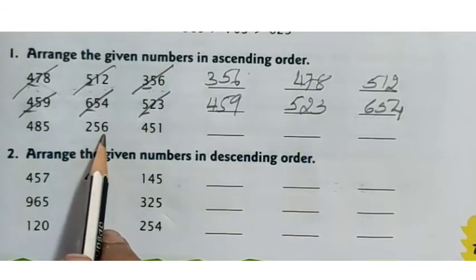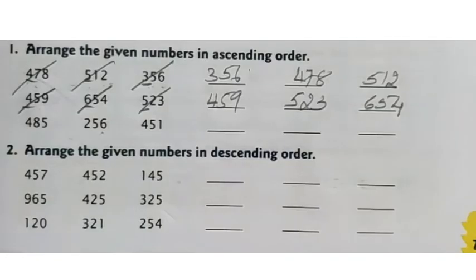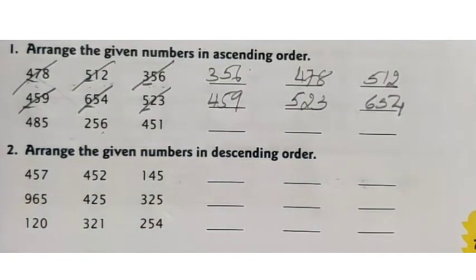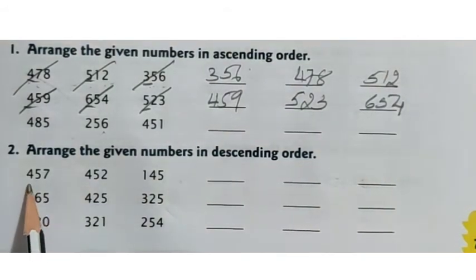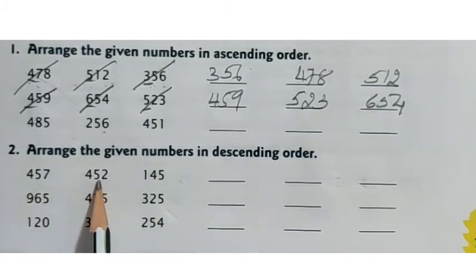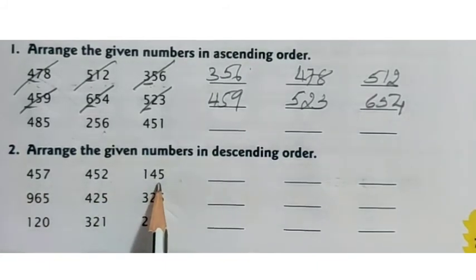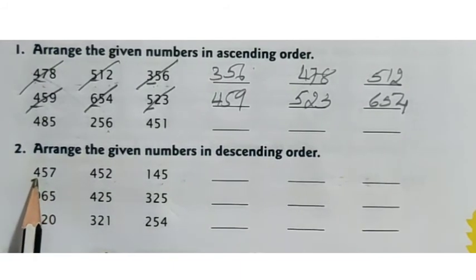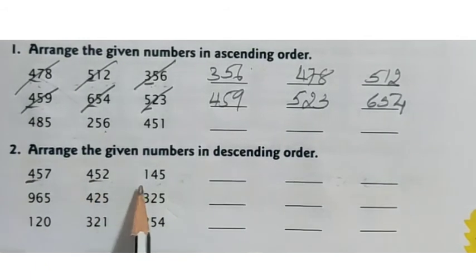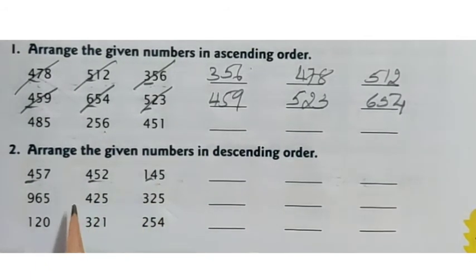The next sum you try, children. Now let's move on to the second heading, that is, arrange the given numbers in descending order. The meaning of descending order is arranging the numbers from big to small. Here the numbers given are 457, 452 and 145. Here all are 3-digit numbers. In a 3-digit number we have to compare the hundreds place. Here it is 4, 4 and 1. Here which digit is big?